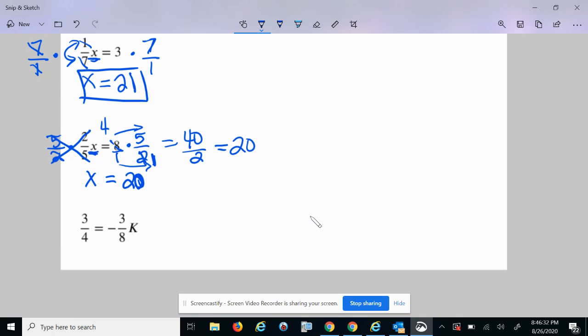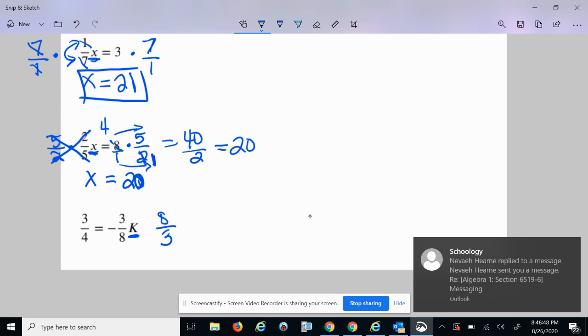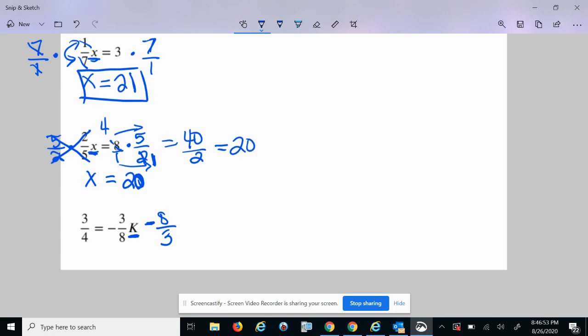All right, our last problem here, the variable is on the left-hand side. So we're going to look at this fraction over here with the k. We want to do the reciprocal, so we're going to flip it to 8 over 3. Now this one's a negative, so we also want to make that a negative. Okay. And if I do it on the right side, I'm going to also do it on the left side. So multiply by negative 8 over 3. It's the reciprocal. So when I multiply by the reciprocal, that cancels, and I have a k left over.